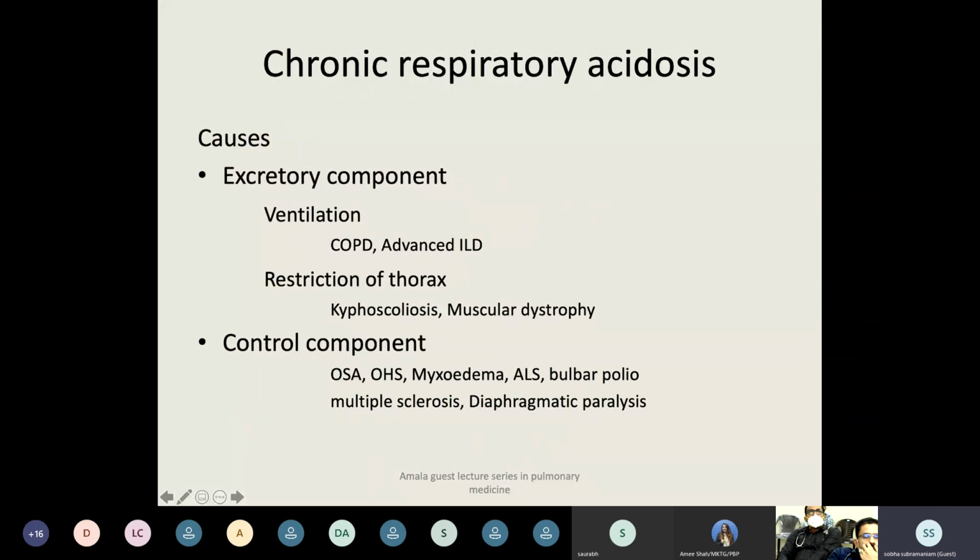Chronic, the cause can be an excretory component, like a problem with ventilation as in COPD, advanced ILD, or a restriction of the thorax as in kyphoscoliosis or muscular dystrophy. The control component is affected in OSA, obesity hypoventilation syndrome, myxedema, amyotrophic lateral sclerosis, bulbar polio, multiple sclerosis, and diaphragmatic paralysis. I'm just rushing through this because I need some time to discuss some problems later on.